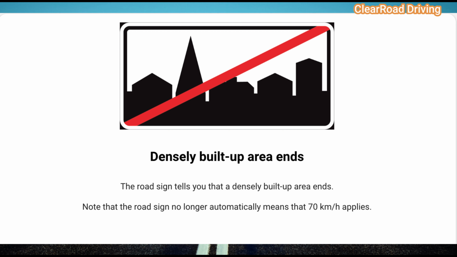Second fact, if the speed limit is 70 km per hour, the broken lines that separate the lanes are wider than when the speed limit is 50 km per hour. As you can see in the picture, the broken lines that separate the lanes become narrower after the speed limit changed to 50 km per hour.